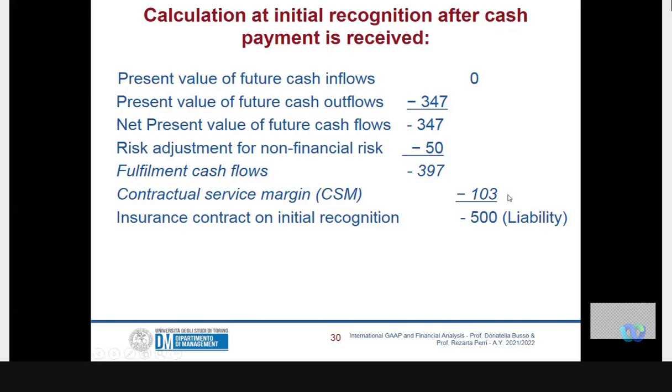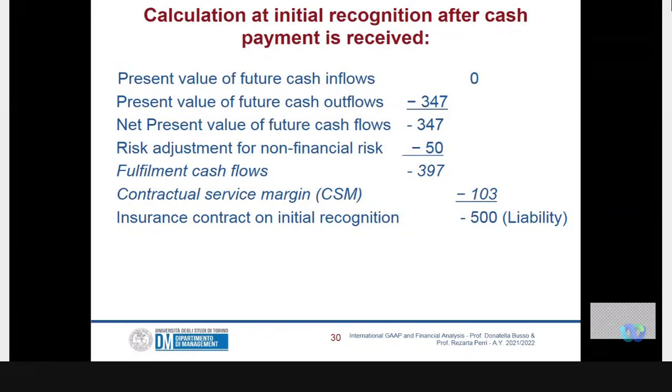What do both of them represent? Once again, my liability is 500, but 397 is what I'm really expected to pay. The rest, 103, is my profit from this insurance contract.